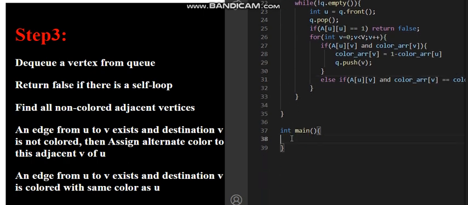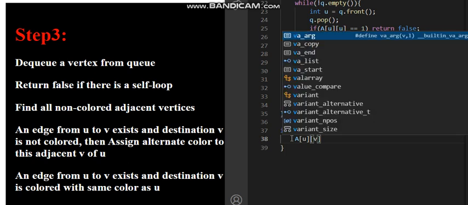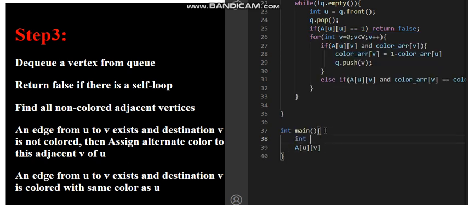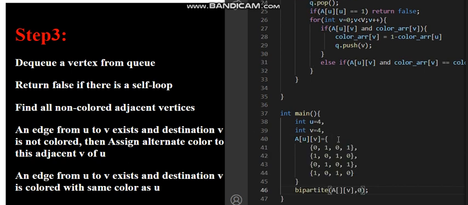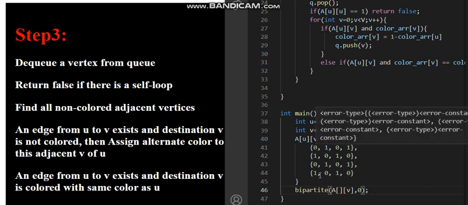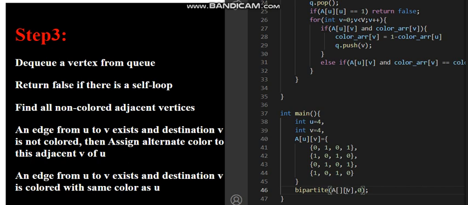Now you can give some matrix A of u of v, and you can give some example, comma, int v equal to 4. I'll write it. Take this as an example and try it. This one implies there is an edge between 0 and 1. You can call bipartite of this adjacency matrix and take the source vertex as 0.